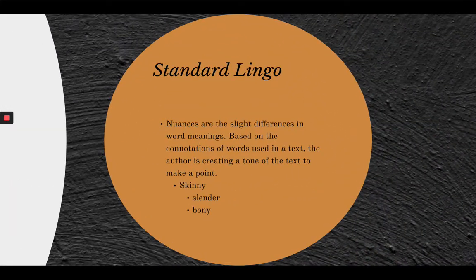L5, the only thing I thought you guys may not know in that standard was nuances, which is just slight differences in word meanings. Here we're going to talk about the connotations again. So, skinny. So you have slender and bony. Even though slender and bony basically mean skinny, slender is more of a compliment or a positive connotation. Bony is more of a negative connotation. You wouldn't want to tell somebody they look bony or they would be offended.